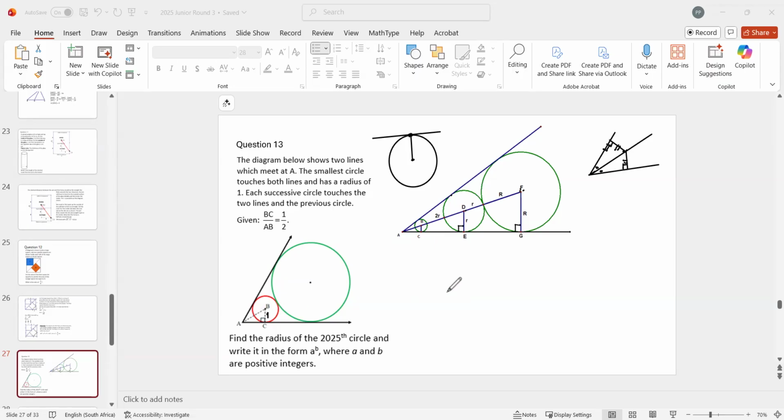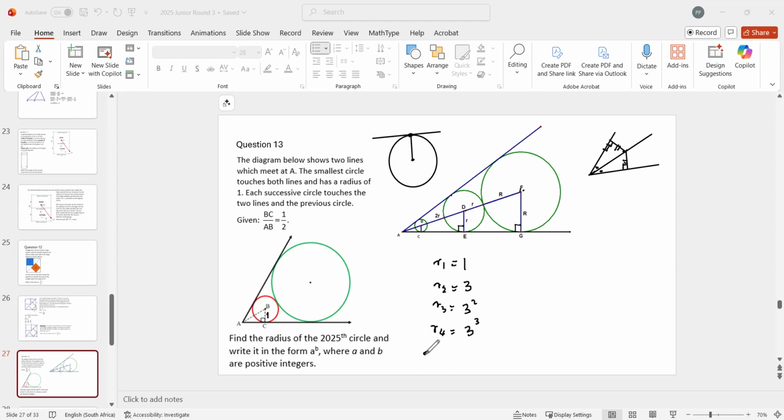Here, the first circle, let's call that first radius R1, I call it 1. This is the radius of the first circle. The second circle, its radius is 3 times that one. The third circle, the radius will be 3 times this radius. Each radius is 3 times the previous one. So that's 3 squared. The fourth circle will be 3 times the previous radius. It will be 3 cubed. Now you can see the pattern.